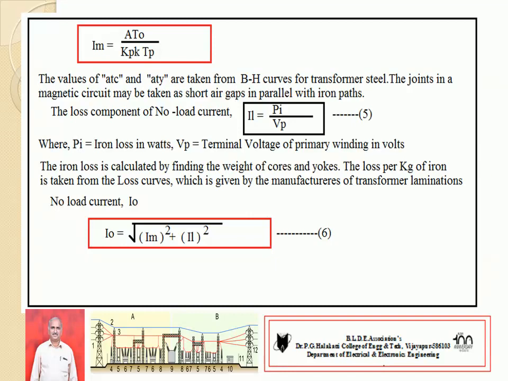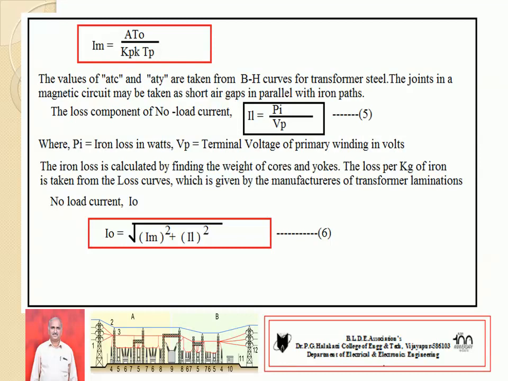For a transformer steel, the manufacturer will provide this data, and from that data we have to take the values. That means ATc is obtained with the help of the flux density in the core. If we know the flux density, then we go to the BH curve graph, and for the respective value of flux density in the core, the respective value of ampere turns per meter is selected. Core flux density, core ampere turns.